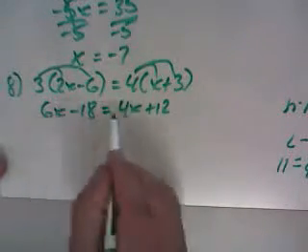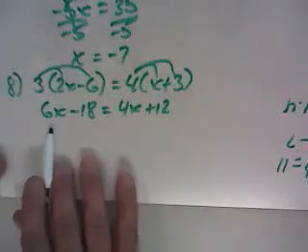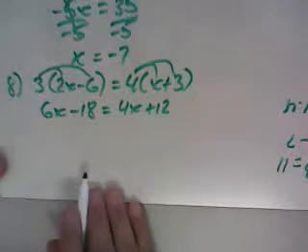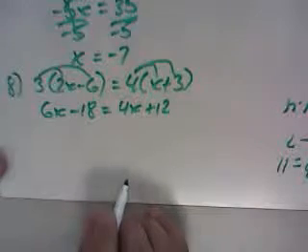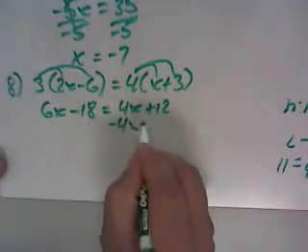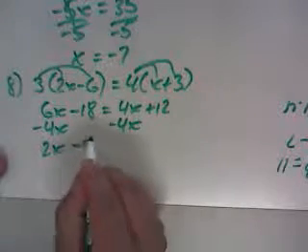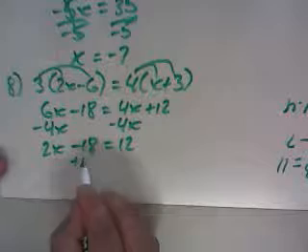But here we have x's on both sides of the equation. So I either want to subtract 6x and move the 6x's over here, or subtract 4x to move those x's to the other side so that I have x's only on one side of the equation. I'm going to subtract 4x from both sides. That way I get a positive 2x minus 18 equals 12.